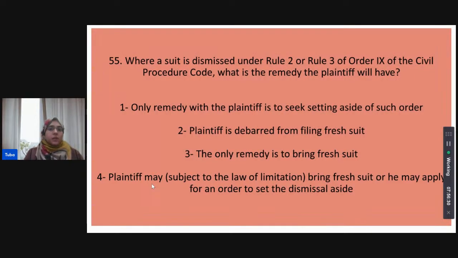When a suit is dismissed under Rule 2 or Rule 3 of Order 9 of the CPC, what is the remedy the plaintiff will have? Again, a consequences-based question. Only remedy with the plaintiff is to seek setting aside of such order, or the plaintiff is debarred from filing a fresh suit, or the only remedy is to bring a fresh suit instead, or the plaintiff may, subject to the law of limitation, bring a fresh suit, or he may apply for an order to set aside the dismissal. What is the correct option here? What is the remedy that CPC provides to the plaintiff?